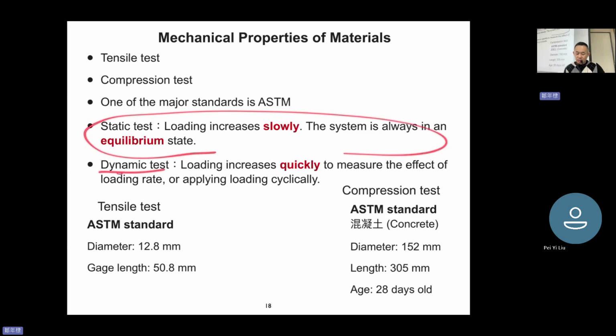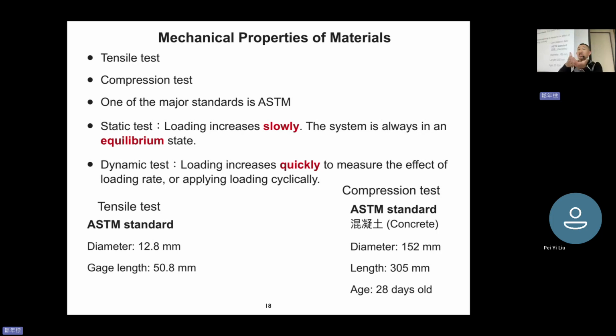But a dynamic test means that the loading increases quickly, so the properties may be related to impact or shock waves, something like that, or a gunshot, bam. So these properties are all related to dynamic tests. But we are not going to talk about this. This is more complicated. We just consider that the loading is there and static, quiet, not moving.